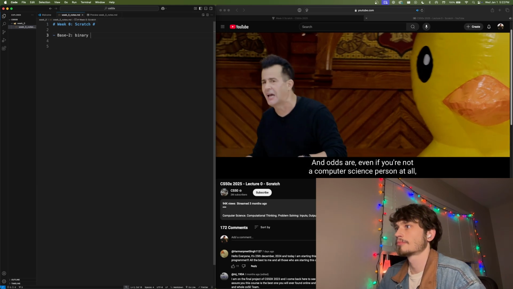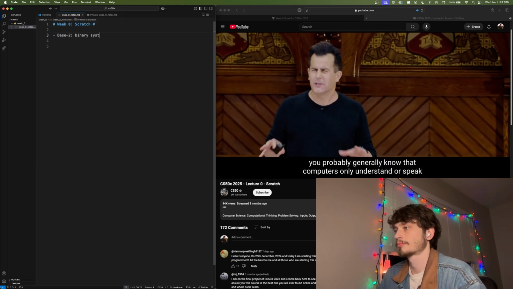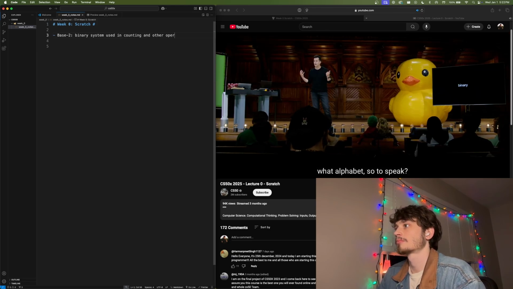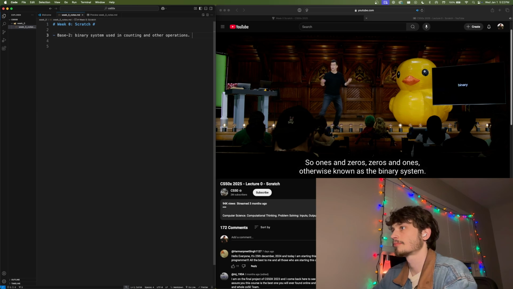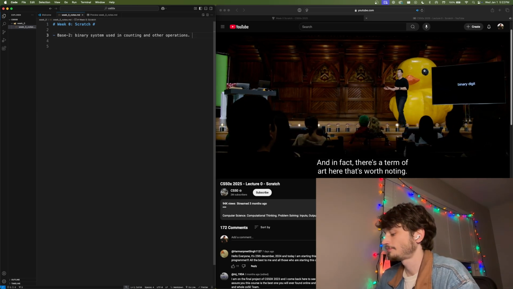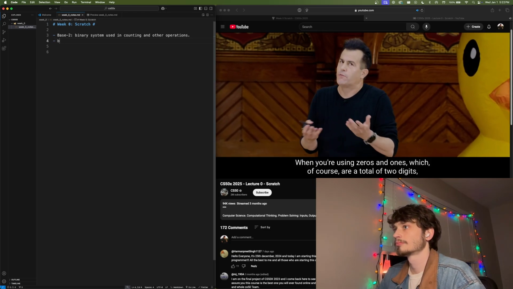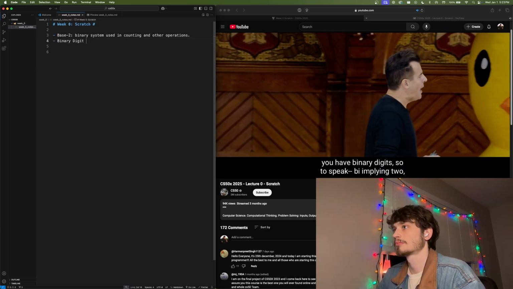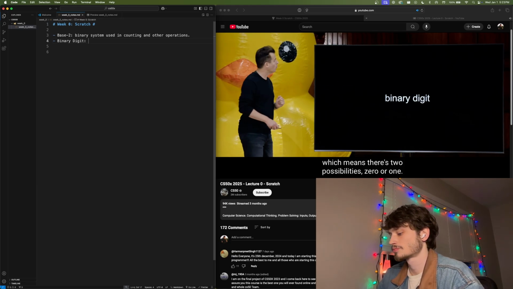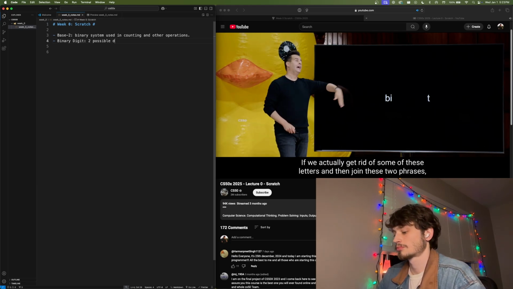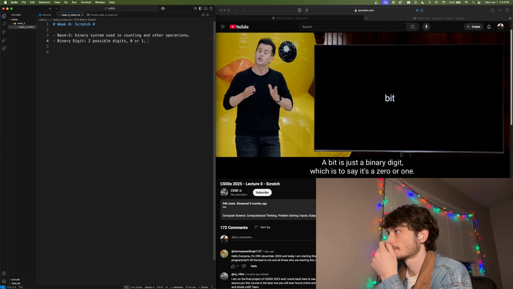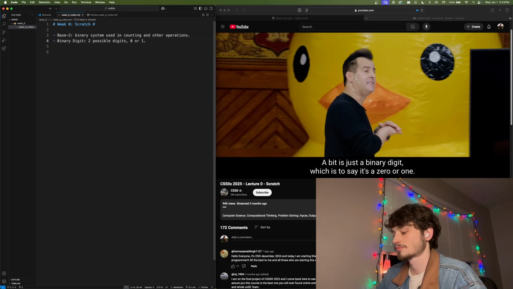And odds are, even if you're not a computer science person at all, you probably generally know that computers only understand or speak what alphabet, so to speak. So ones and zeros, zeros and ones, otherwise known as the binary system. And in fact, there's a term of art here that's worth noting. When you're using zeros and ones, which of course are a total of 2 digits, you have binary digits, so to speak, bi implying 2, which means there's 2 possibilities, 0 or 1. If we actually get rid of some of these letters and then join these 2 phrases, here you have a technical term that is a bit. A bit is just a binary digit, which is to say it's a 0 or 1.